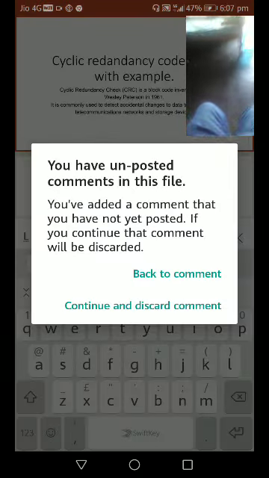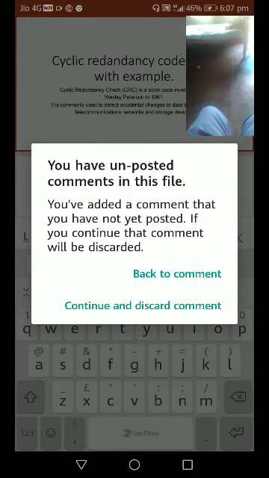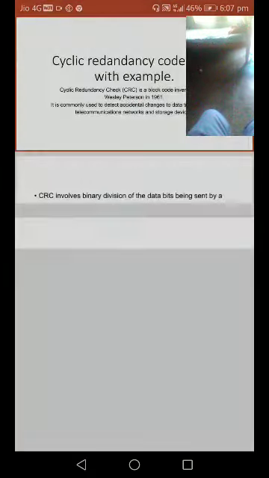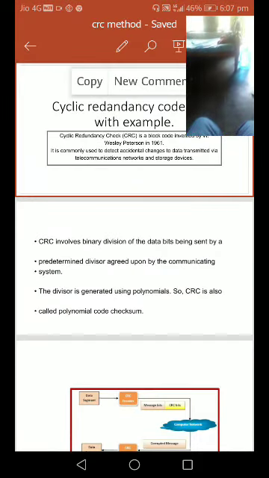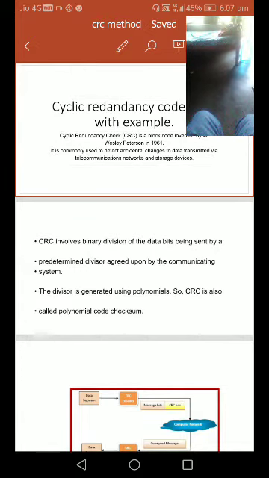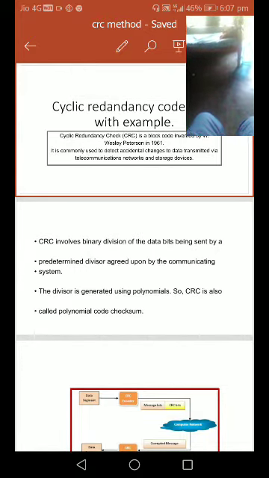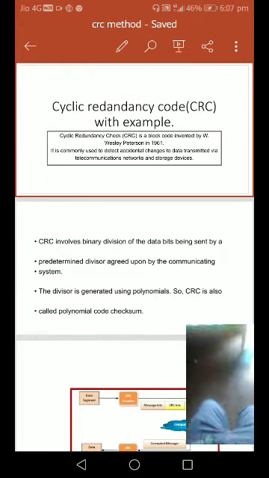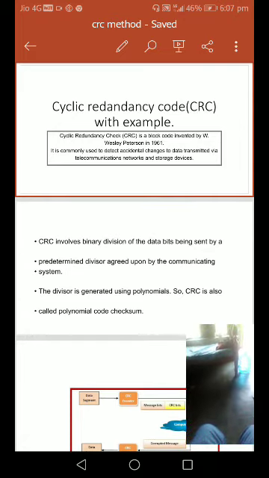Cyclic redundancy coding. Cyclic redundancy coding is a block code invented by Wesley Peterson in 1961.